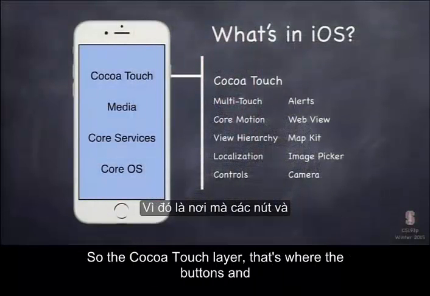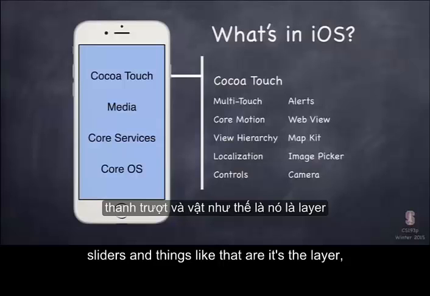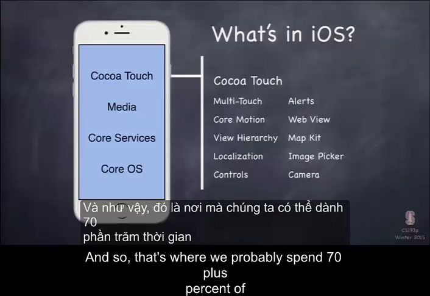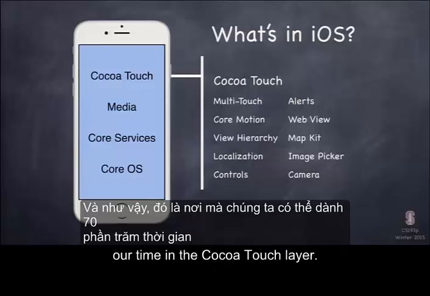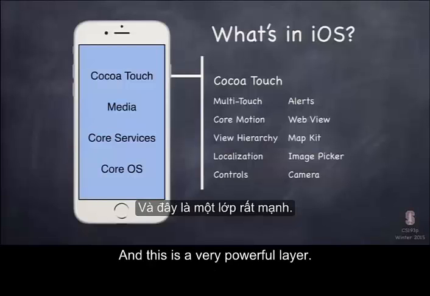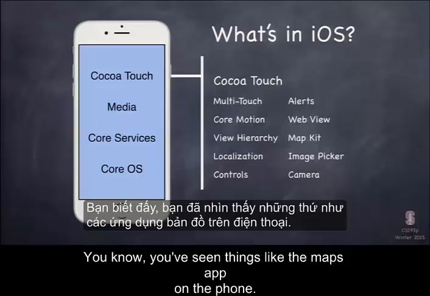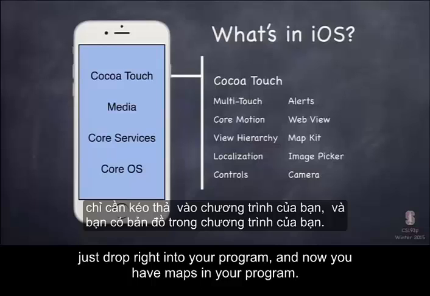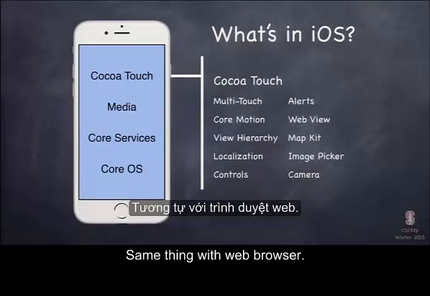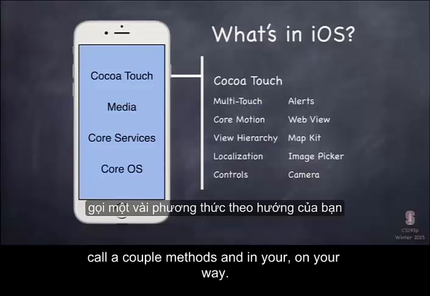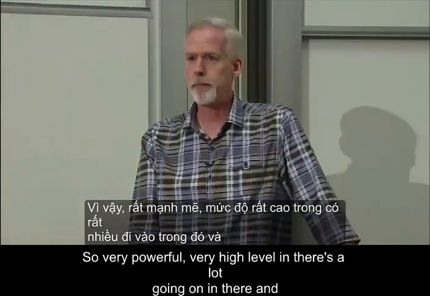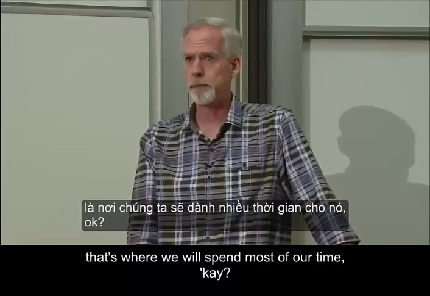So the Cocoa Touch layer, that's where the buttons and sliders and things like that are. This is the layer where you're going to build the interactivity with your end user. And so we probably spend 70+% of our time in the Cocoa Touch layer. And this is a very powerful layer. You've seen things like the Maps app. On the phone, there's basically an object that does almost the entire Maps app that you can just drop right into your program. Now you have Maps in your program. Same thing with a web browser. If you want to put web browsing in your app, just boom, pop an object in there, call a couple methods, and you're on your way. So it's very powerful, very high level, and there's a lot going on in there, and that's where we'll spend most of our time. Okay?